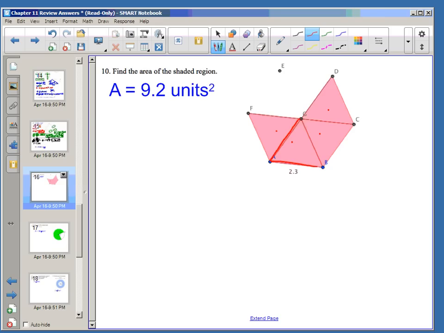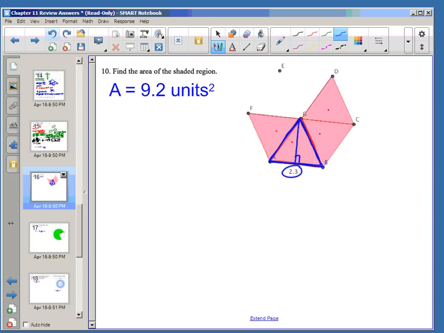I'm solely going to be looking at this first one. And red's probably not the best color to use. All right, I'm solely going to be looking at this first one. I know the base is 2.3. In order to find the area of just that triangle, I need to find the height.